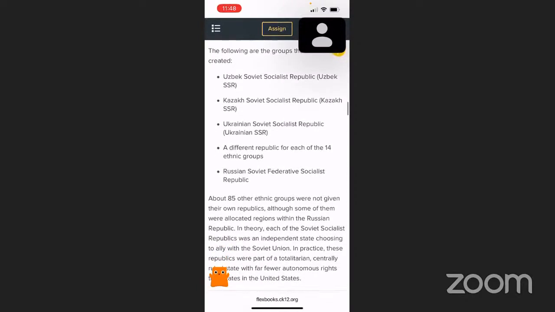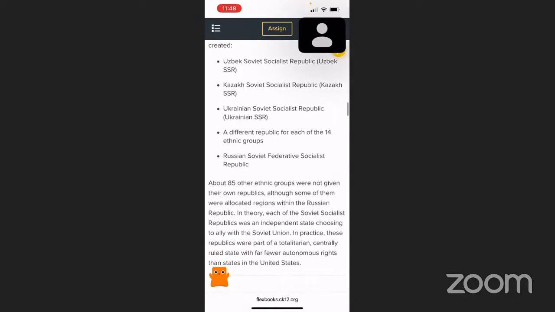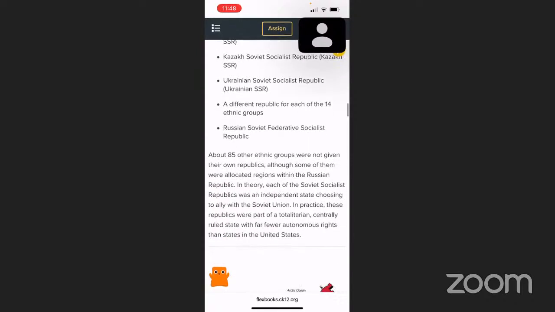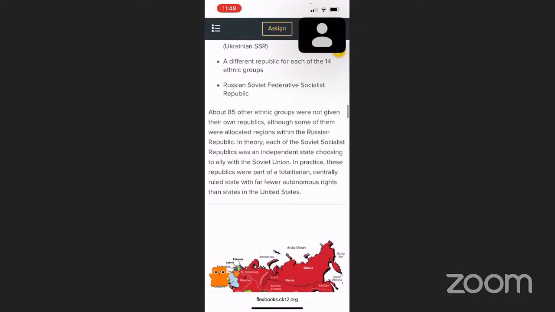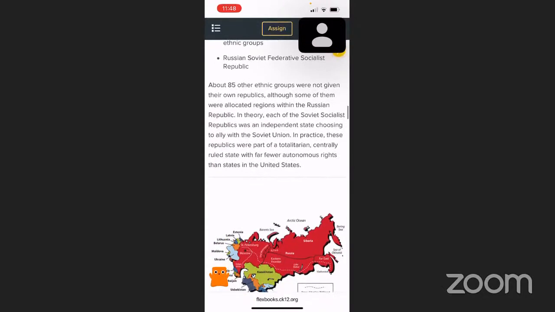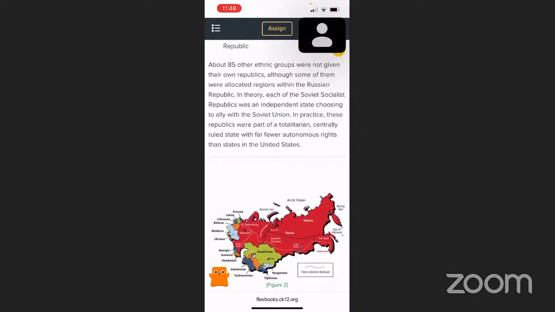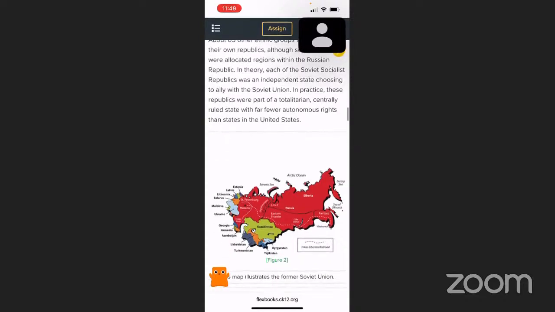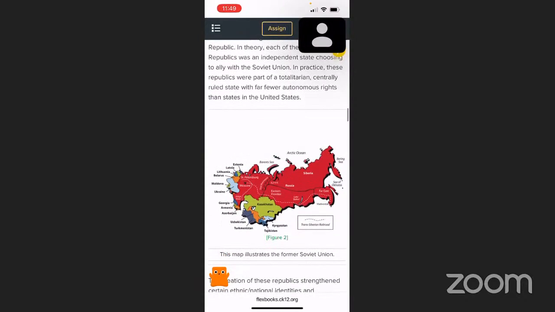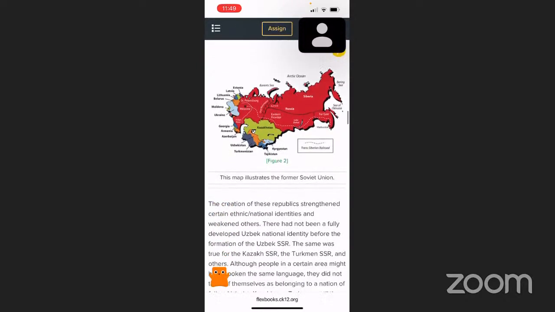Socialist Republic, Uzbek SSR, Kazakh SSR, Ukraine SSR, a different republic for each of the 14 ethnic groups, including the Russian Soviet Federative Socialist Republic. About 85 of the other ethnic groups were not given their own republics, although some of them were allocated regions within the Russian Republic. In theory, each of the Soviet Socialist Republics was an independent state choosing to ally with the Soviet Union. In practice, these republics were part of a totalitarian, centrally ruled state with far fewer autonomous rights than states in the United States.